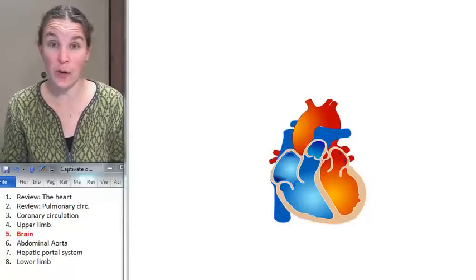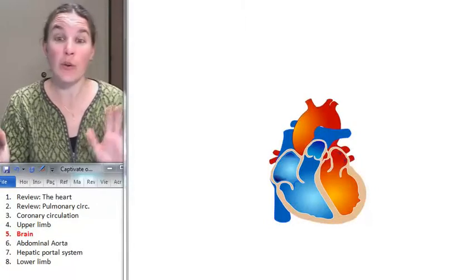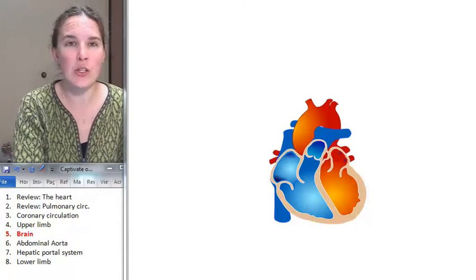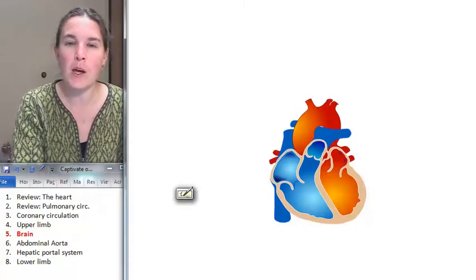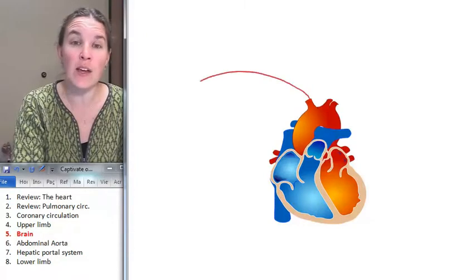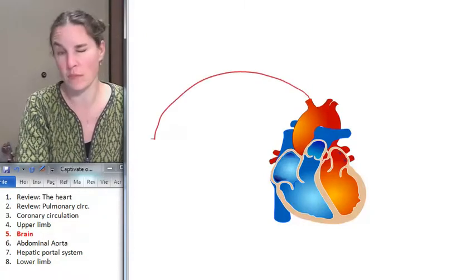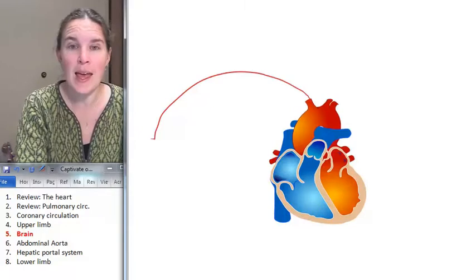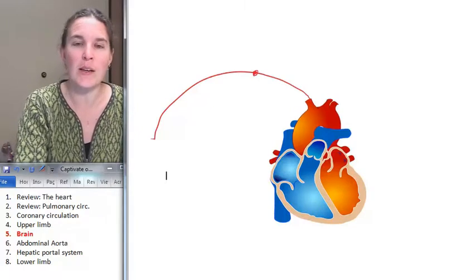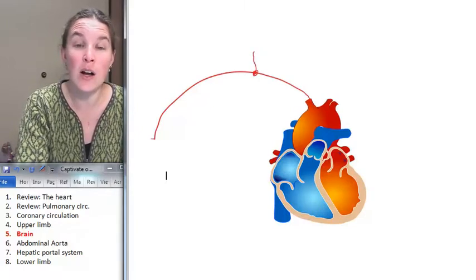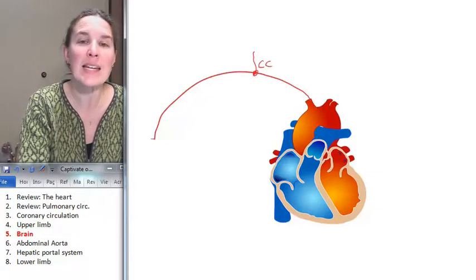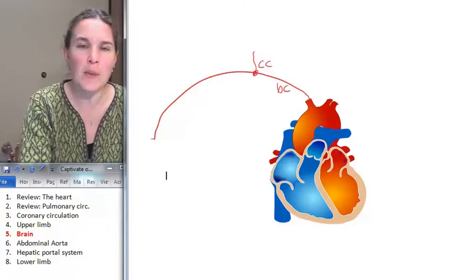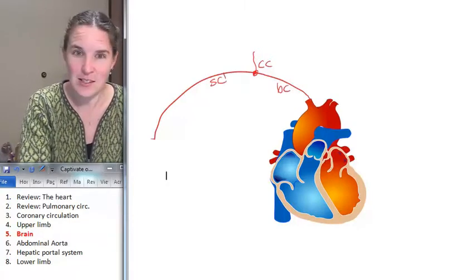Let's go to the brain. So we're going to do arteries first, and to remind ourselves, who was the first guy to branch off the aortic arch? It was brachiocephalic. At the point where the common carotid branches off of brachiocephalic, this is brachiocephalic, then we turn into subclavian, subclavian.